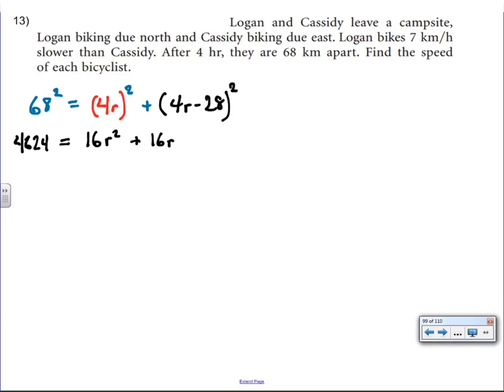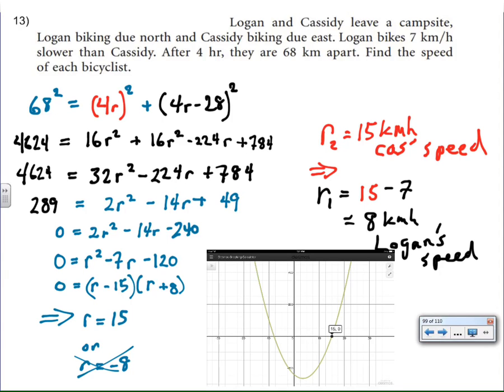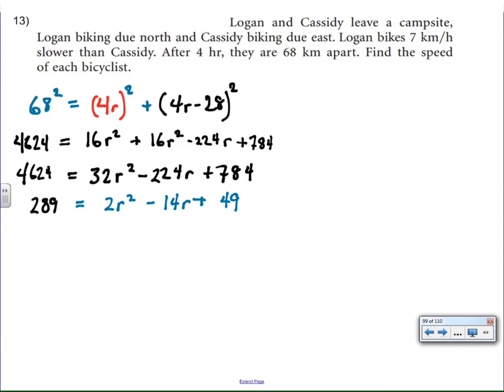First, to deal with the squaring. A reminder right here that 4r squared is the quantity 4 times r times 4 times r, giving us 16r squared. 4r minus 28 has to be FOILed, and that's where this result came from. And the rest then, I need to collect like terms. Here's the equation.